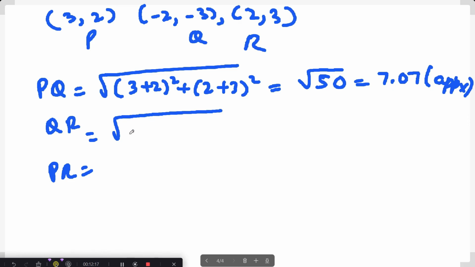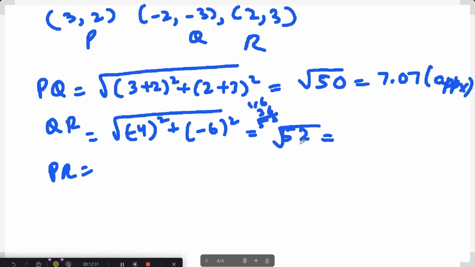Now what is QR? Minus 2 minus 2, so it's minus 4 ka square plus minus 3 minus 3 is minus 6 ka square. So 4 ka square 16, 16 plus 36, 52. Root 52, which is approximately 7.2. 7 point something basically, right? ये इससे तो बड़ा है, ये तो हमको पता है. This is greater than this.